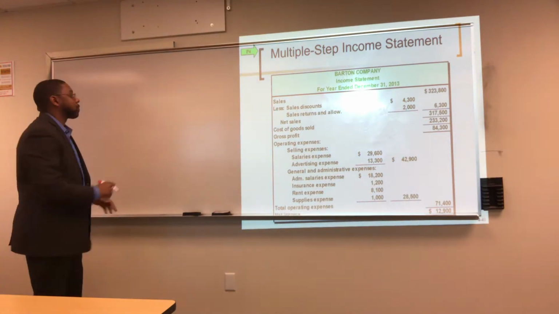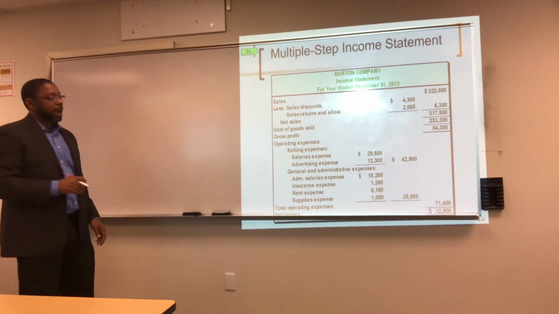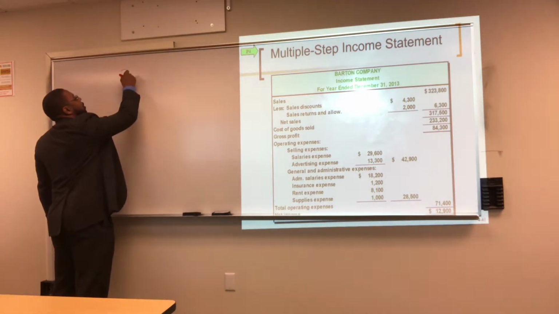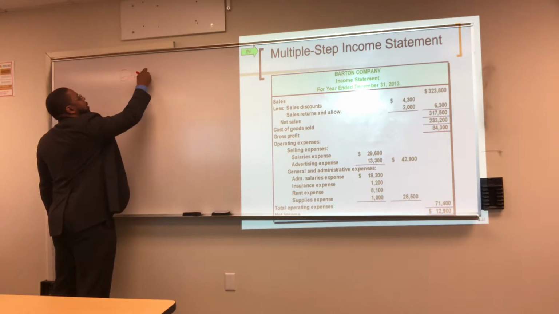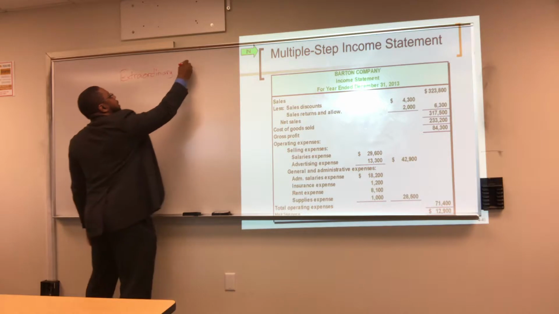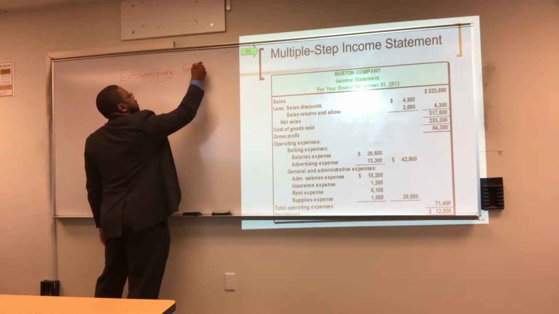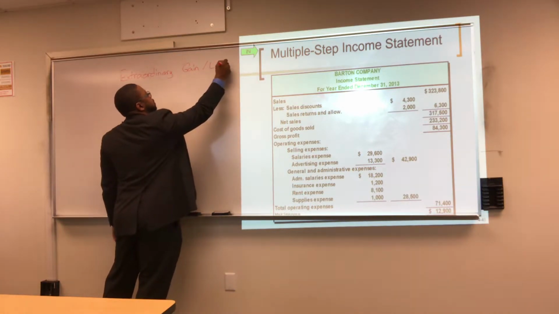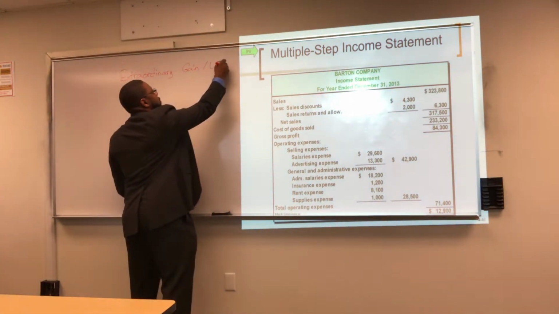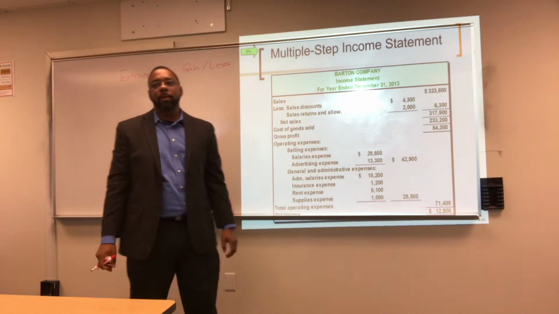But I'm going to stop that for a second because there's something after operating expenses. And they're called extraordinary gains, losses. Loss. Extraordinary gain or loss, right?